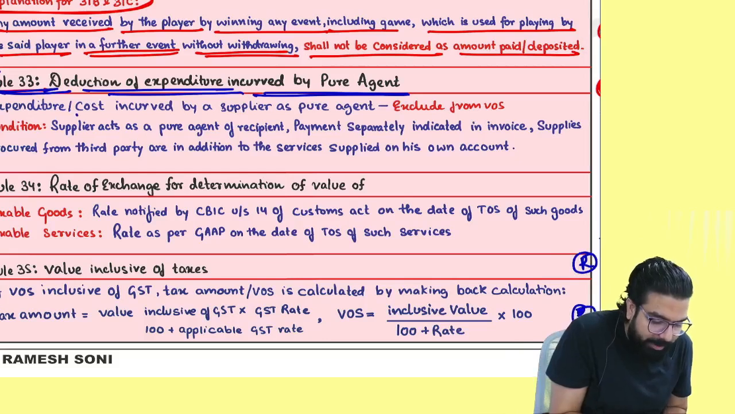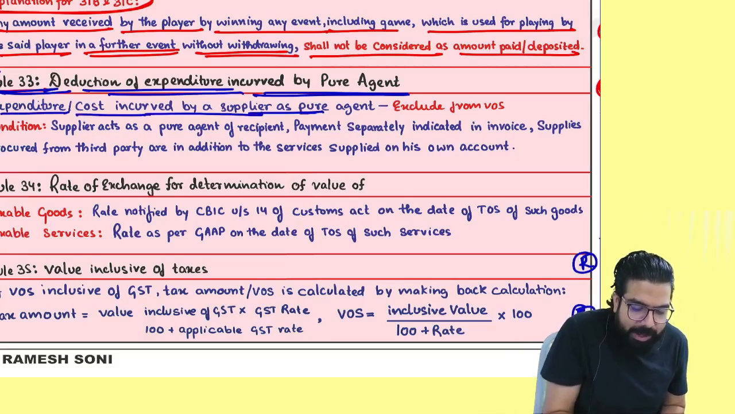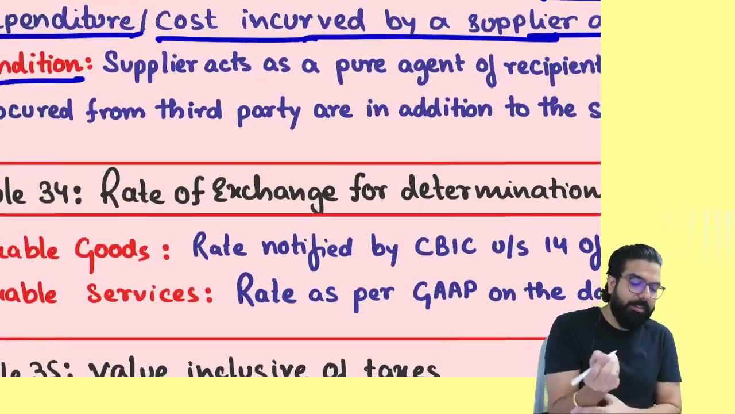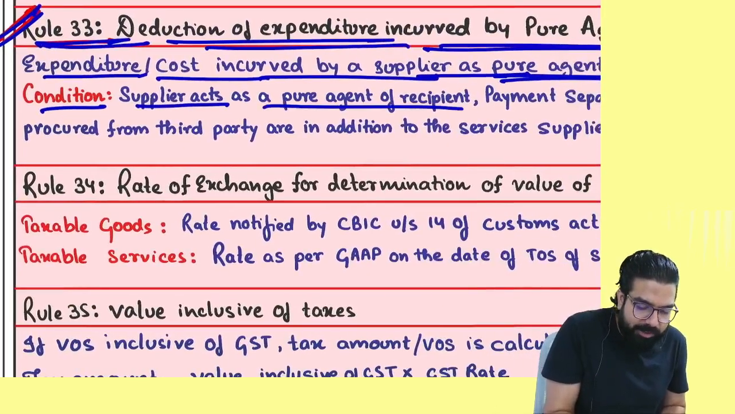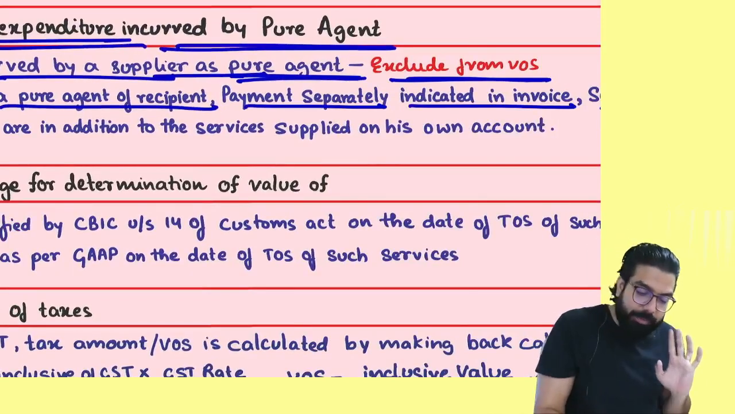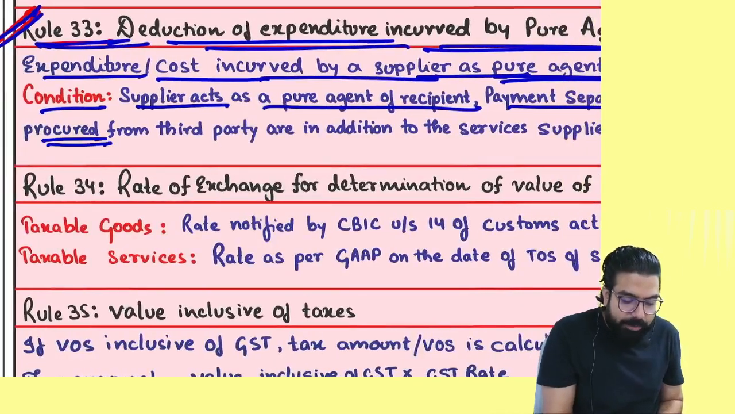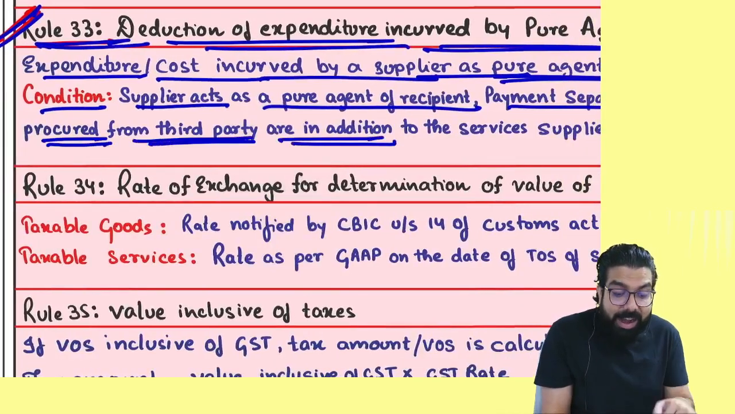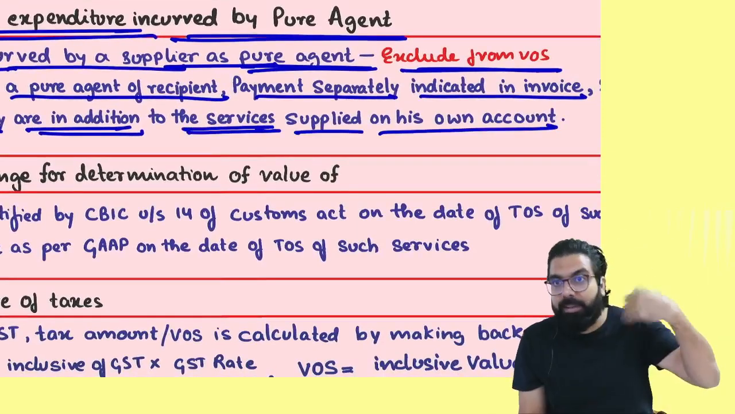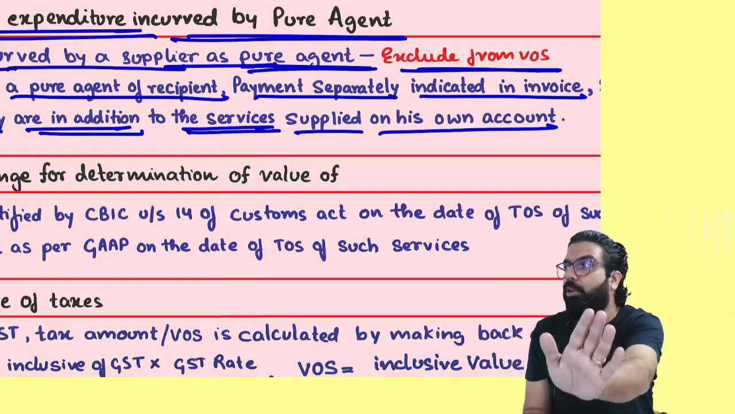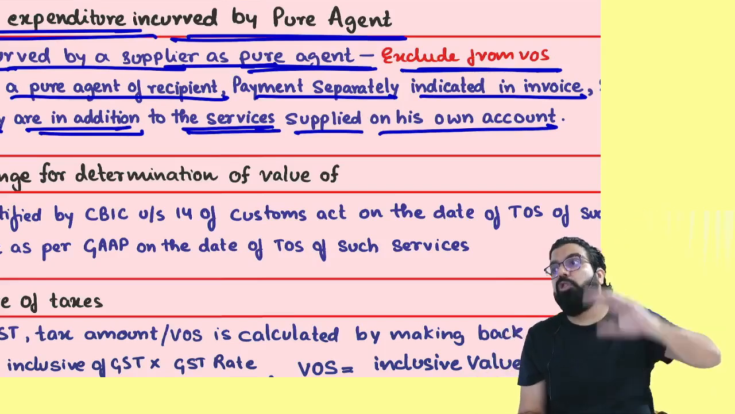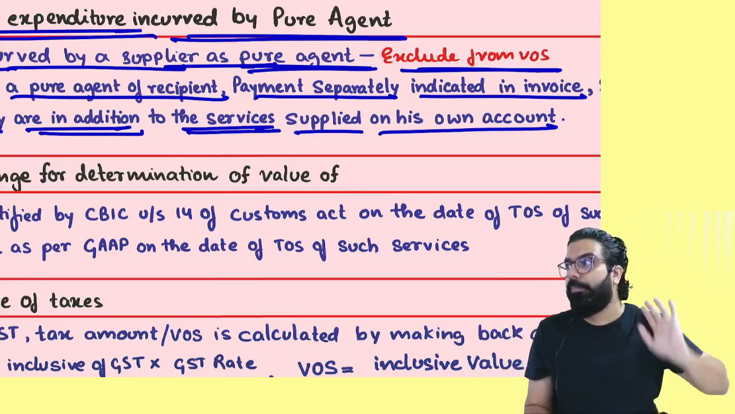Everyone here, expenditure or cost incurred by a supplier as pure agent is always excluded from the value of supply. But the condition is the supplier should act as a pure agent of the recipient. Payment should be separately indicated in the invoice. Supplies procured from the third party are in addition to the services supplied on his own account. These services which I procured from the third party and gave to you were not my service. This was an additional job which I did for you. Are we clear, everyone? Next.